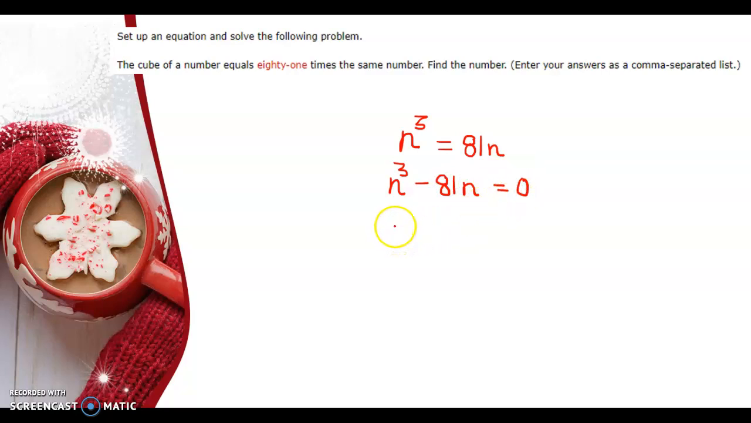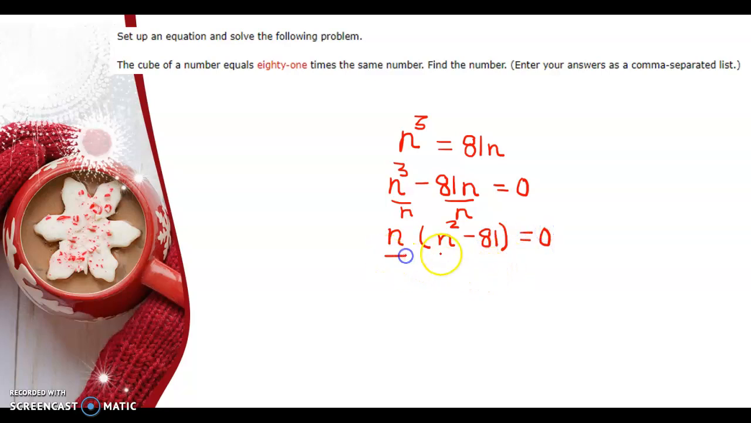Now my equation is equal to 0. Now when I look at this, I see that I have a GCF of n. I'm going to divide out that n. And if I divide everything here by n, I'll have n squared minus 81 is equal to 0.